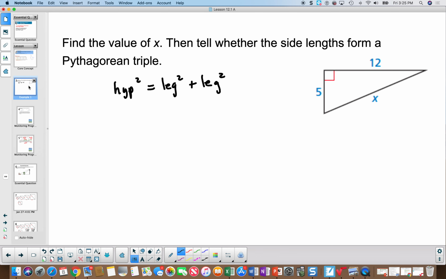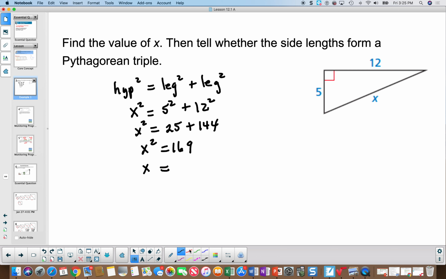Let's go ahead and discover if the missing x will create a Pythagorean triple. So we're going to use the Pythagorean theorem. In this case, the hypotenuse is x. X squared equals 5 squared plus 12 squared. And then this is going to be 25, and this is 144. So x squared is equal to 169. Let's take the square root of both sides, and we're not going to worry about the negative part because we don't want a negative length. And the answer is 13. So when one leg is 5 and the other leg is 12, and the hypotenuse is 13, we say yes, this is a Pythagorean triple.